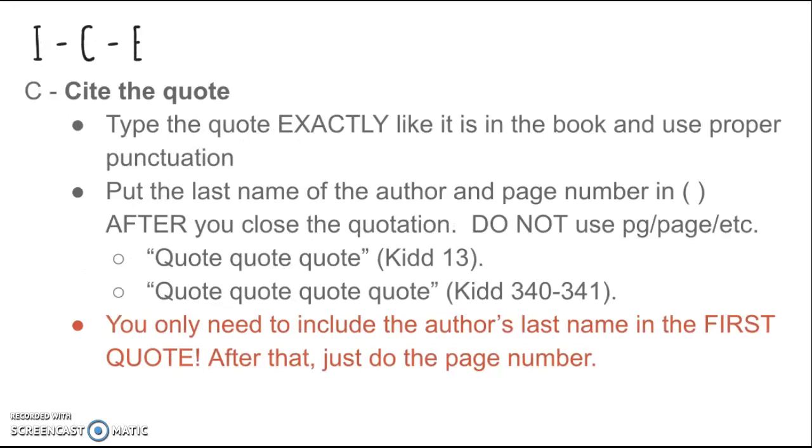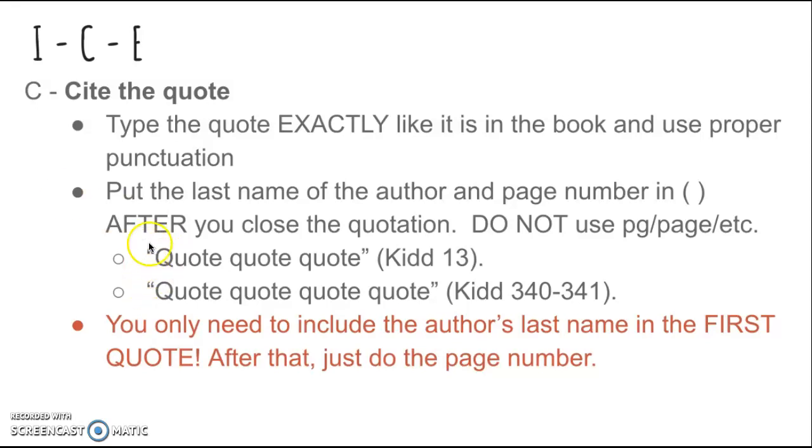C stands for cite. This is really important. This is MLA citation format for parenthetical citations. Parenthetical means a quote that you put in parentheses. So you need to type the quote exactly like it is in the book and use proper punctuation. Even if you're like, I don't agree with that punctuation, it's what the author wrote. You're going to put it in there anyway. Put the last name of the author and page number in parentheses after you close the quotation.